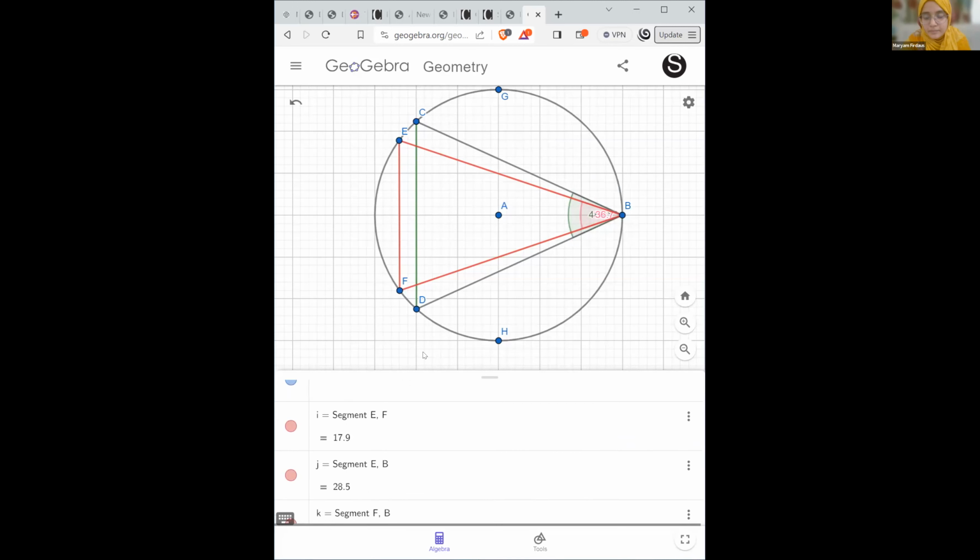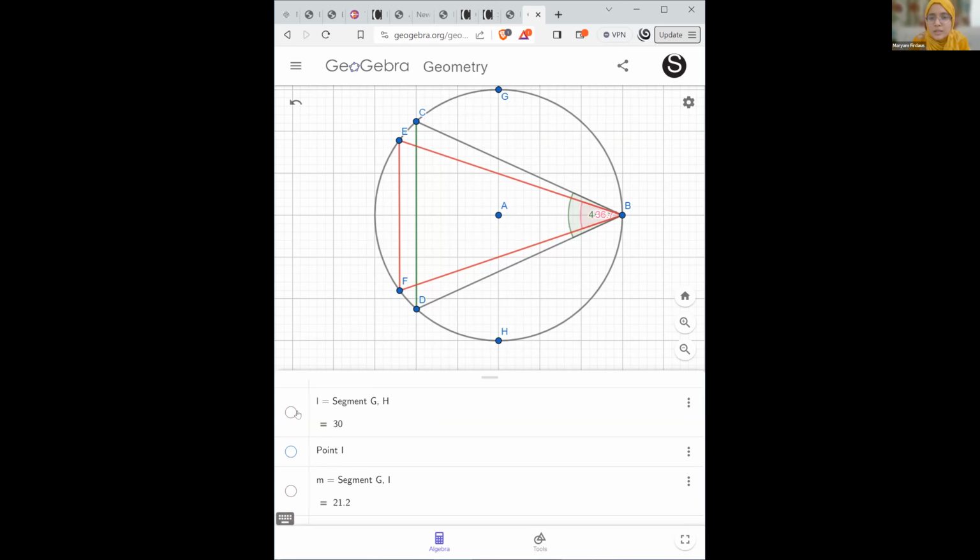So what can you say about the length of chords? When you increase the length of the chord, is the angle subtended by it bigger or smaller? Good. Bigger, right? So as you increase the length of the chord, the size of the angle subtended by it also increases.